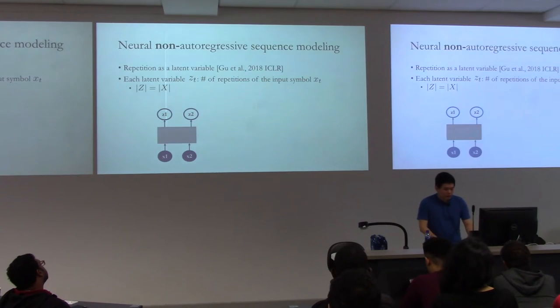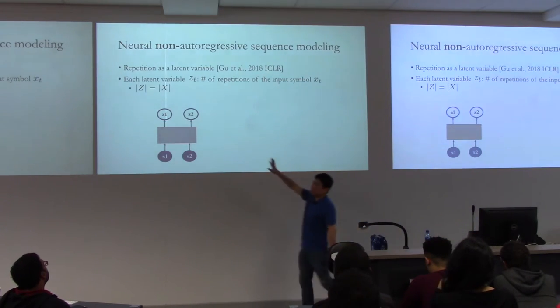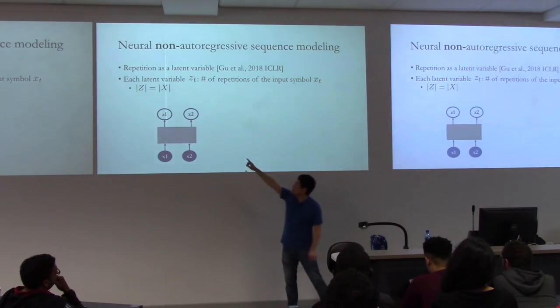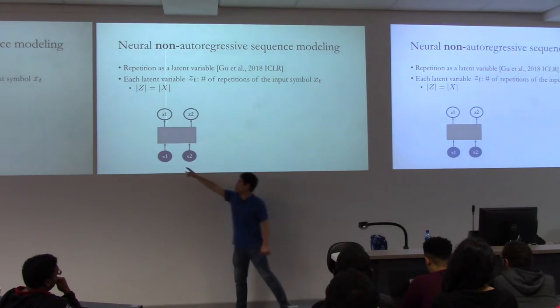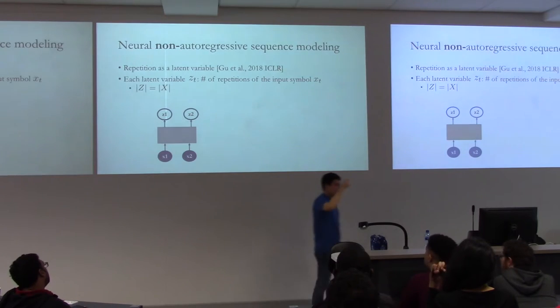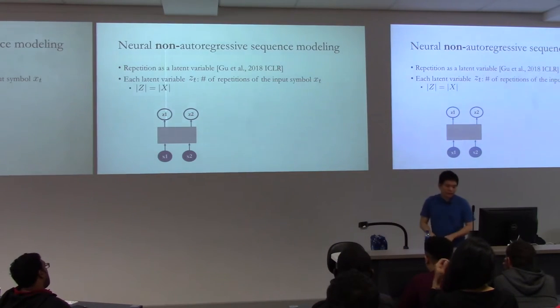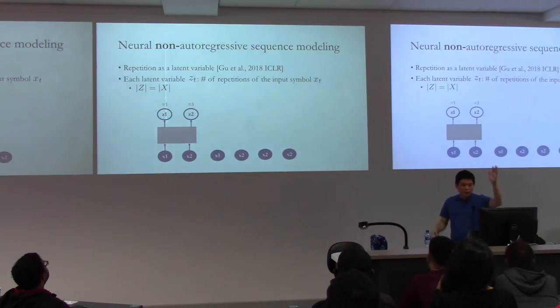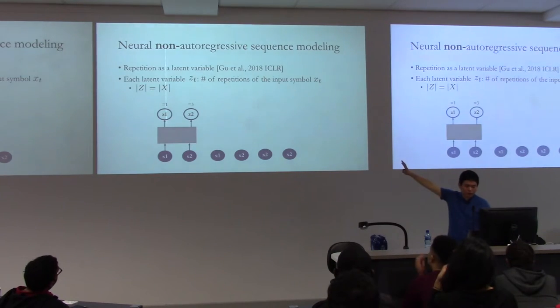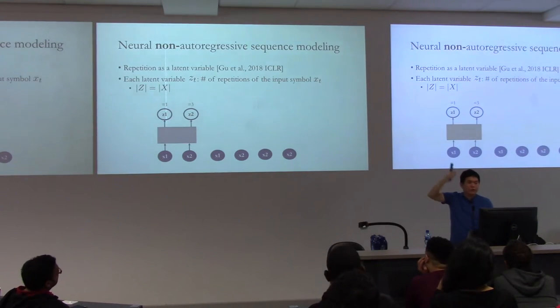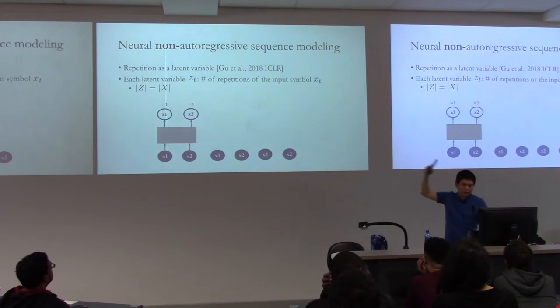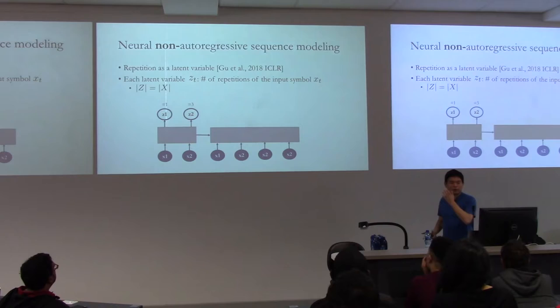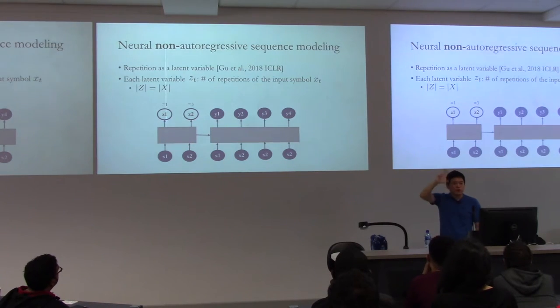So what he did was to model this Z as a sequence of integers that correspond to how many times the corresponding source token needs to be repeated in the target translation. So let's say if it was 1 and 3, what he did was to put one copy of the first source token, three copies of the second source token in the target side, give it to a neural net, and that's going to do the translation.